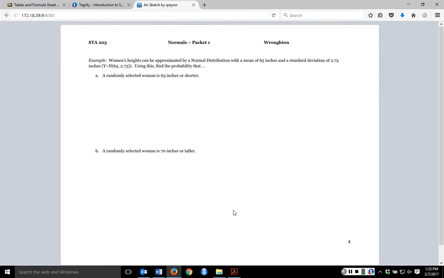Sometimes that makes the most sense, just to try an example and see how it really works. So we are going to work with women's height. That can be approximated by a normal distribution. The mean is 65, so this is giving us mu, and a standard deviation of 2.75, so that's going to be our sigma. Again, this is a reminder of our little shorthand notation here. Y this time represents a woman's height. The squiggly means distributed. Normal. And then the two numbers tell us the mean and the standard deviation. We're going to first find the probability that a randomly selected woman is 63 inches or shorter.